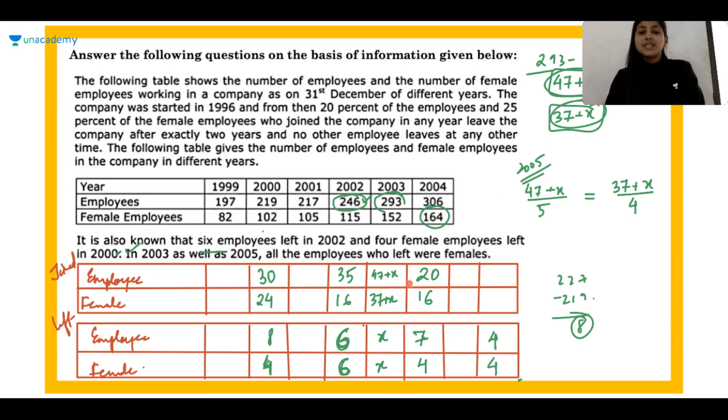Now after 2 years, exactly 20% of employees and 25% of female employees will leave, and those two values are also going to be equal. Why? Because all the employees who left were females in 2005 as well.